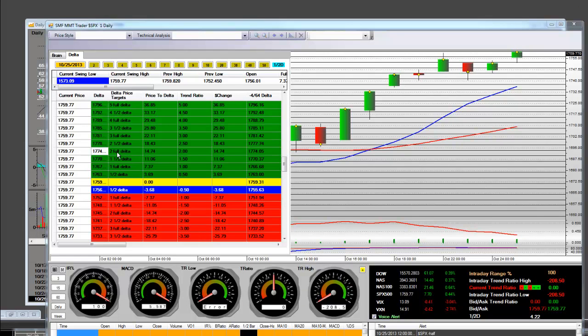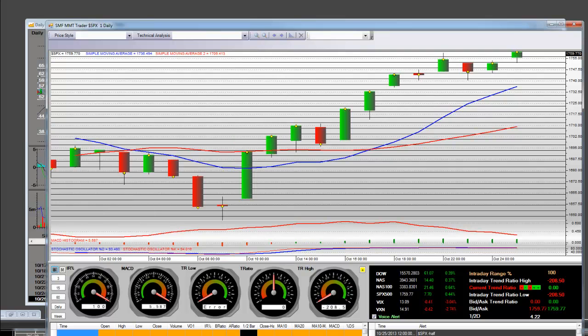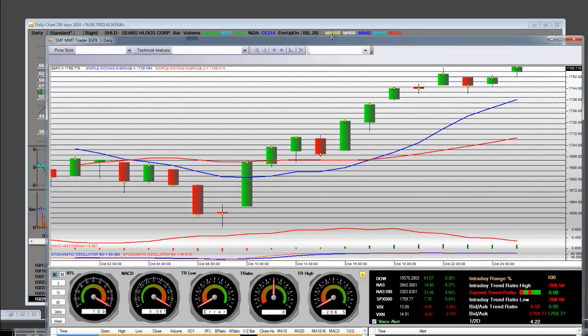Let's be clear that when we start hitting 1774 on the upper end of that S&P 500, there will be a topping pattern that comes into play.